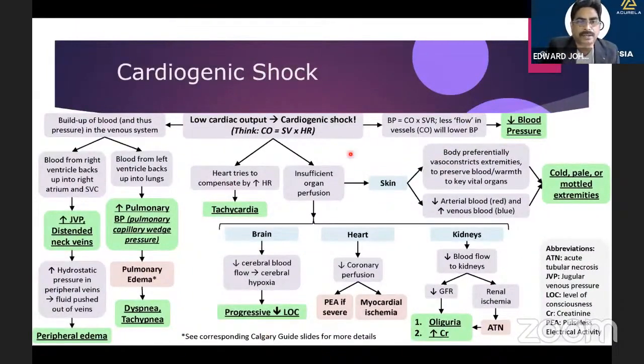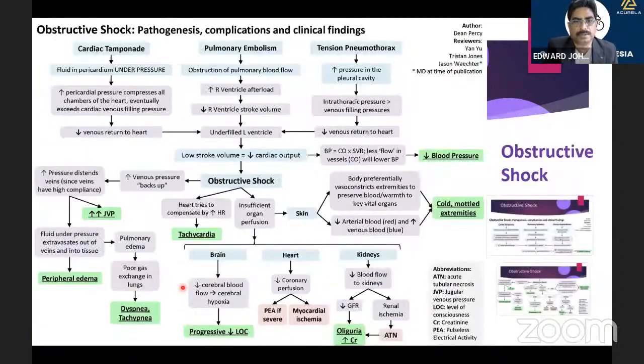So this is the effect of end organ damage. The brain, loss of consciousness. Heart, there will be myocardial ischemia and pulseless electrical activity. Kidney, there will be renal failure. In skin, there is diversion of the blood from the skin to the vital organs. In right ventricular failure, backflow causes congestion of the venous system. So JVP will be increased, your neck veins distended, and there will be peripheral edema in the extremities. In left ventricular failure, your pulmonary capillary wedge pressure will be increased. So there will be leakage of the blood from the pulmonary vasculature that leads to pulmonary edema, then ends up in dyspnea and tachypnea.